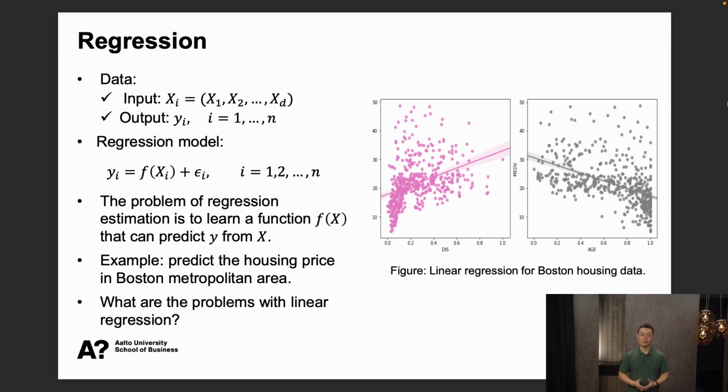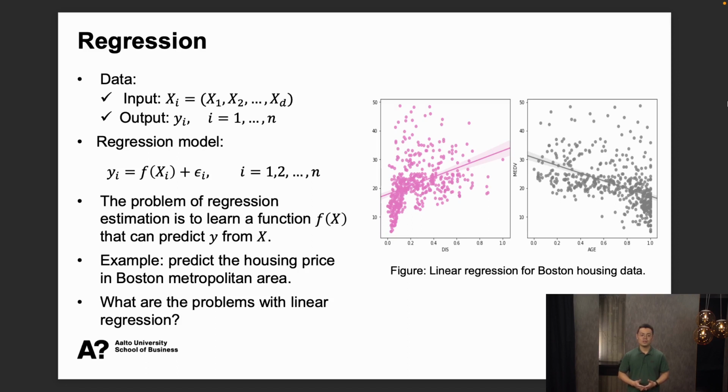Here is an example. We can predict the housing price in the Boston metropolitan area. I plot the dataset from the Boston housing dataset in the graph. I use a linear regression to fit a linear function. As you can see in the graph, the linear function describes the relation between the distance and the housing price, also the age and the housing price.